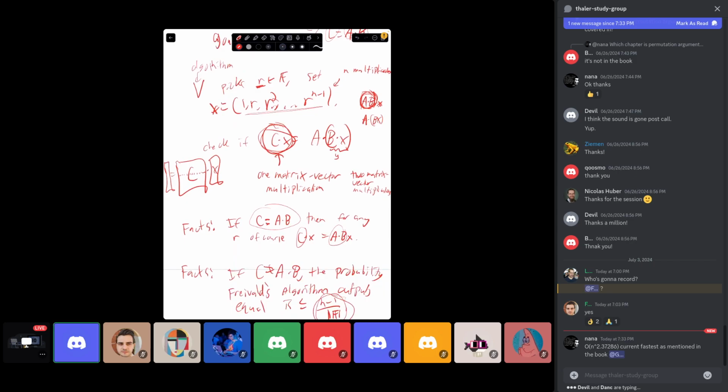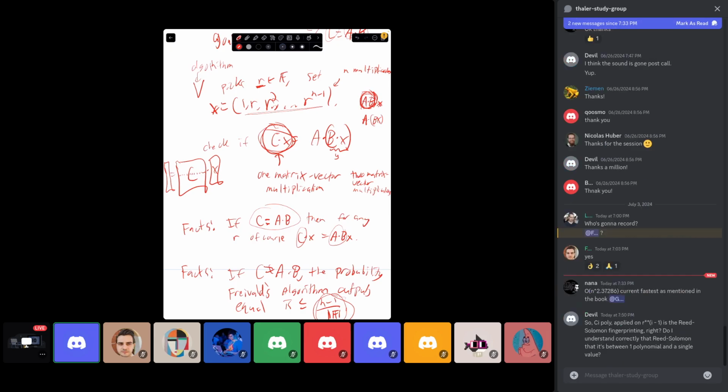So effectively, what's going on here is a row by row Reed-Solomon fingerprint, where the ith entry of C times X is the Reed-Solomon fingerprint of the ith row of C, and similarly the ith entry of A times B times X is the Reed-Solomon fingerprint of the ith row of A times B. And so if there's even one row of C that does not exactly equal, entry by entry, the corresponding row of A times B, these resulting vectors won't be the same vector.